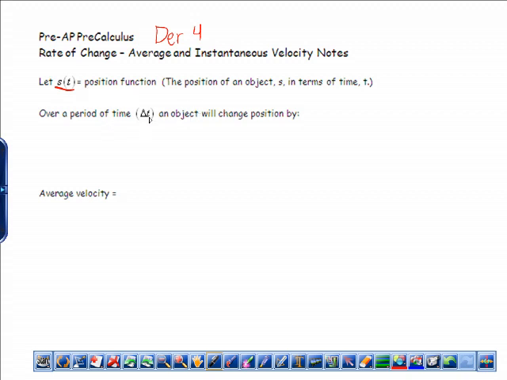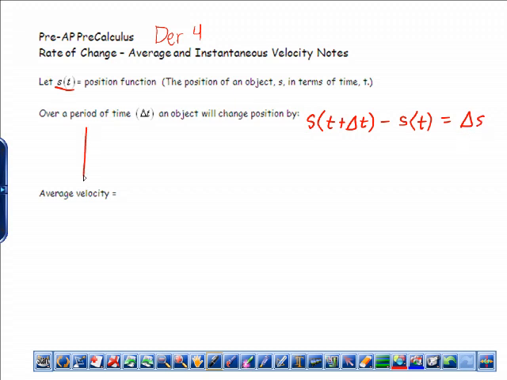Over a period of time, delta t, we've seen this delta means change. An object will change position by, and what we see is we have this change. We have the position after time t, so we'll say there's a time, and we're going to change that time by a small increment, and we're going to subtract from that whatever the position was at the original time. This right here is called delta S. This is the change in position, okay?